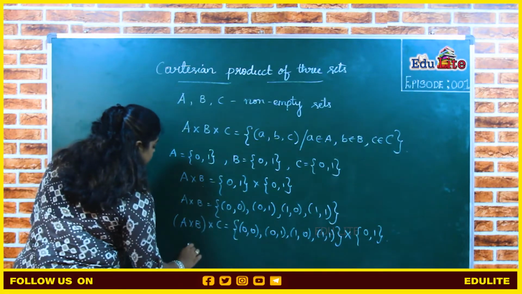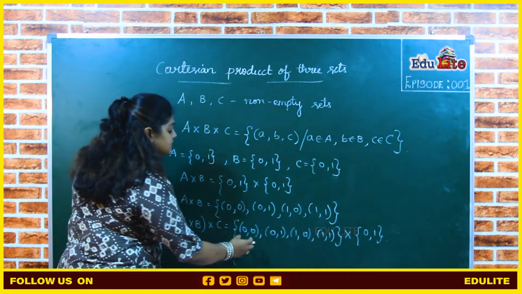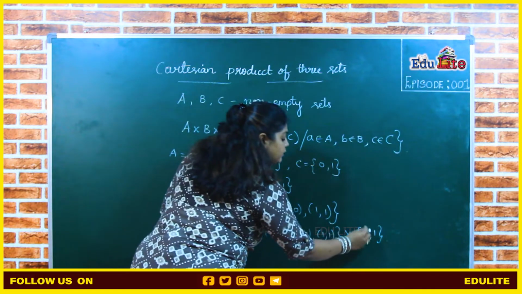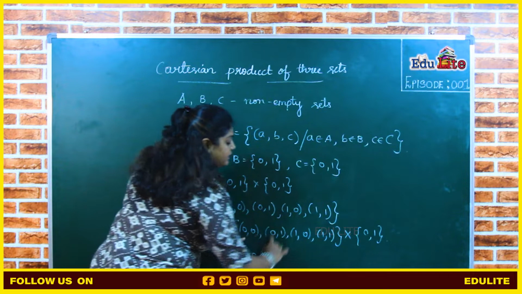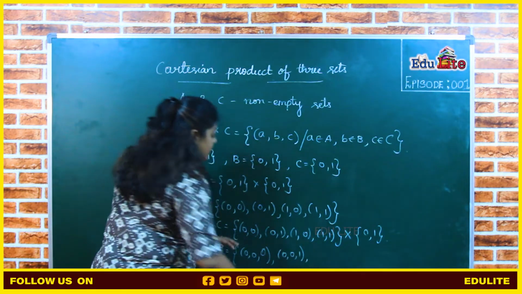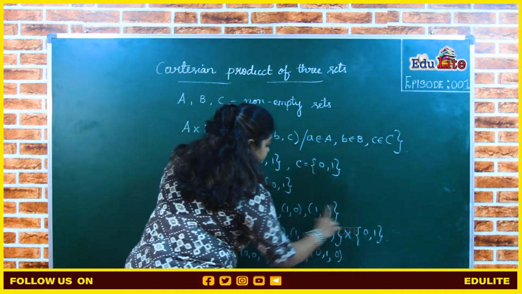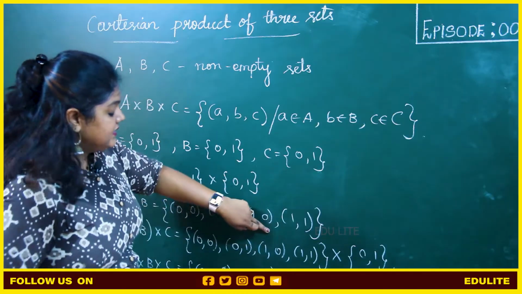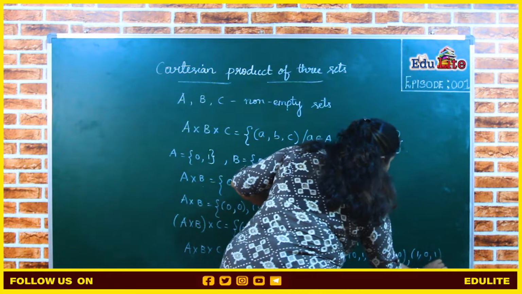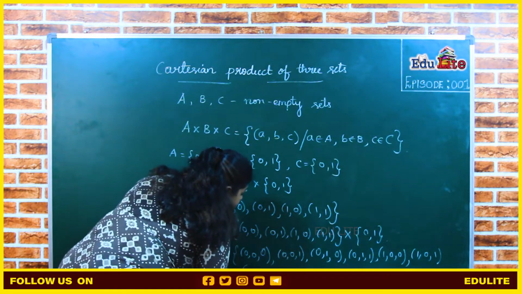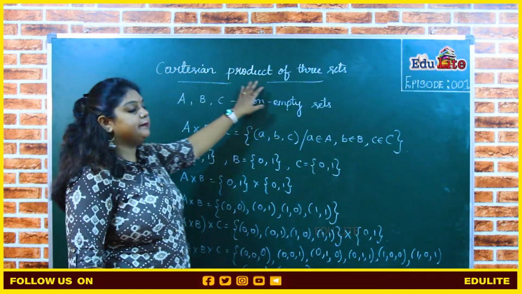So now we have to do A cross B cross C. This is similar to how we did it for two sets. We consider the first pair in A cross B and pair it with the two elements in the set C: (0, 0, 0). Next, this pair with the second element: (0, 0, 1). Similarly we do it for all other pairs. Moving on to the second pair: (0, 1, 0), next (0, 1, 1). Next with the third pair: (1, 0, 0), (1, 0, 1). Similarly with the last one: (1, 1, 0) and (1, 1, 1). So this is called the Cartesian product of three sets.